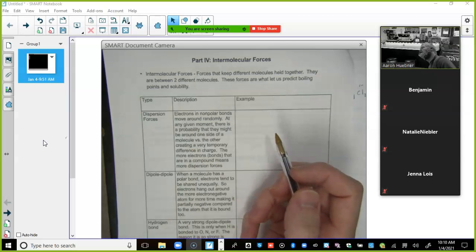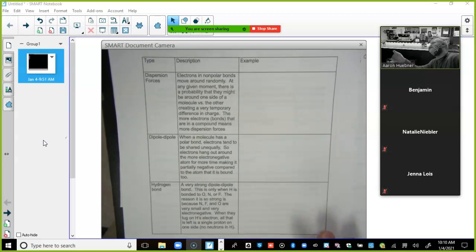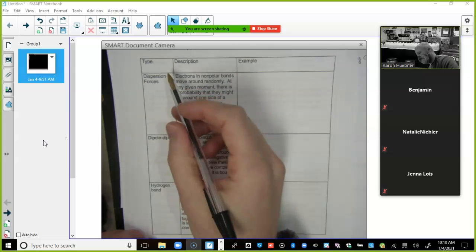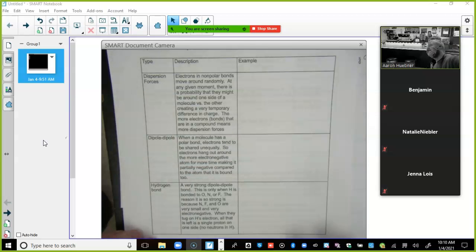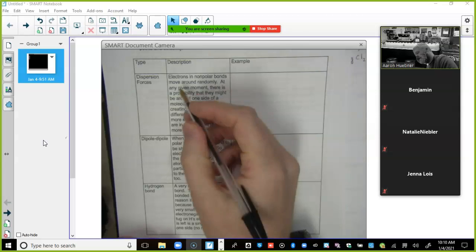So, all right, there are three different intermolecular forces, and they're all essentially the same thing. The difference is the degree of their strength. Dispersion is the weakest, dipole dipole is a little bit stronger, and hydrogen bond is strongest. So just talking about dispersion first. It has the description right there.